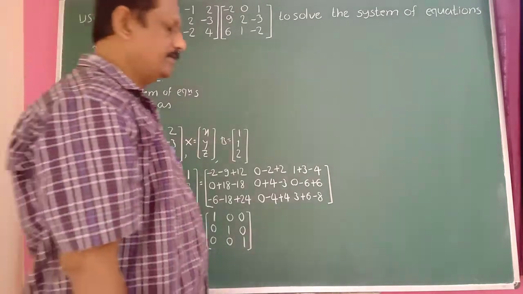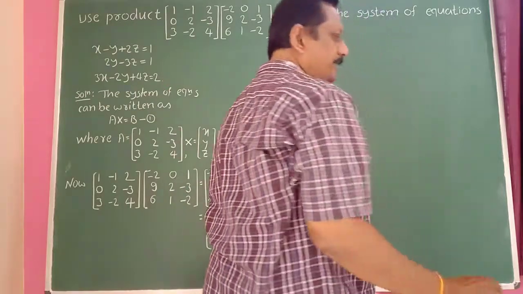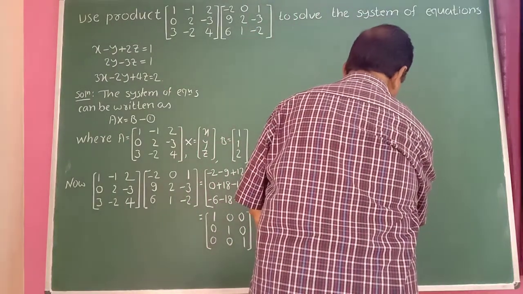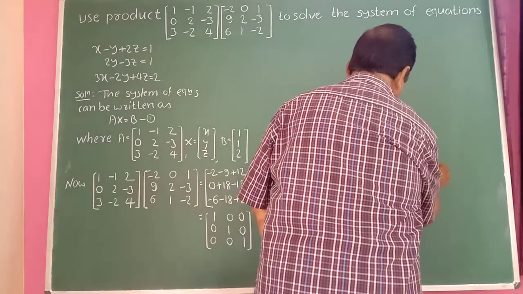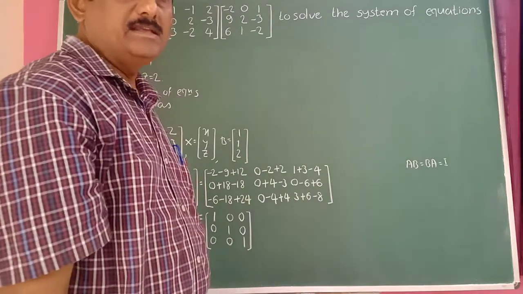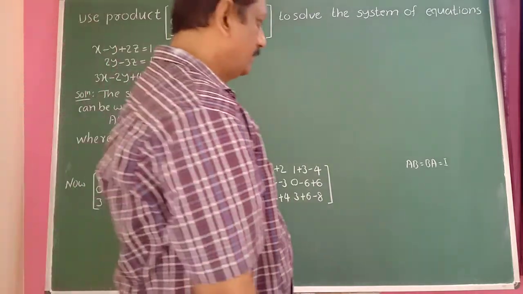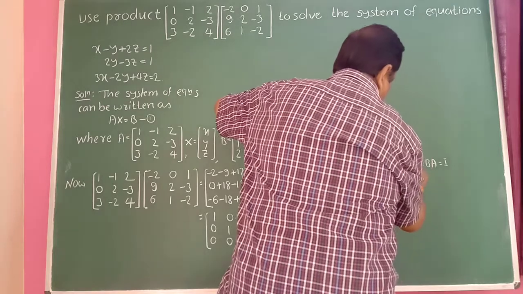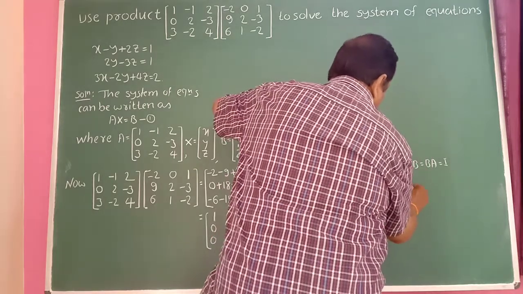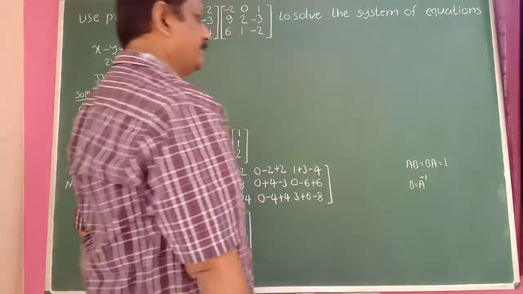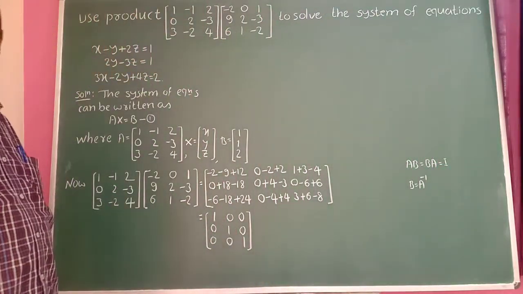So there is a definition of invertible here. Suppose A into B is equal to B into A is equal to I here. Then A is stated to be invertible. Then here B is called inverse of A. It is denoted as A inverse here. B is equal to A inverse.